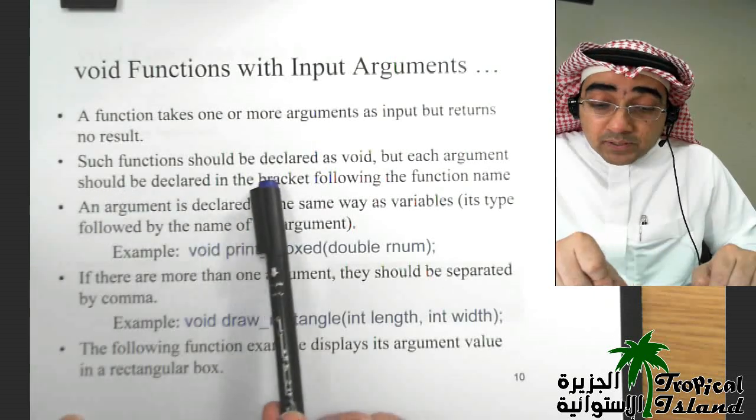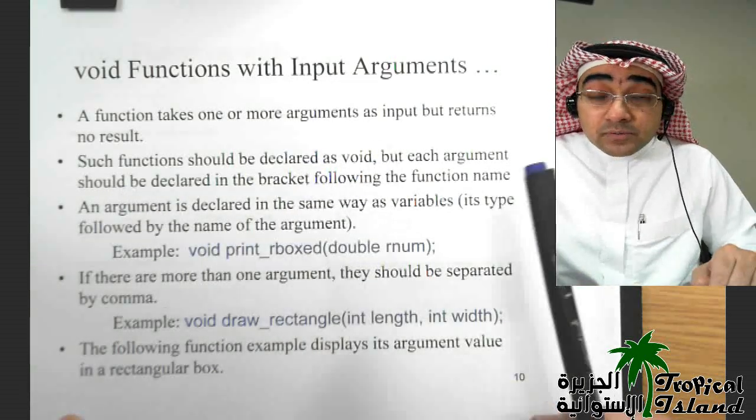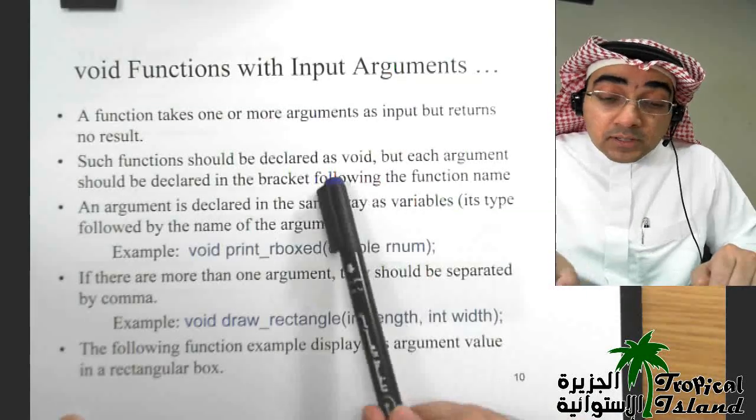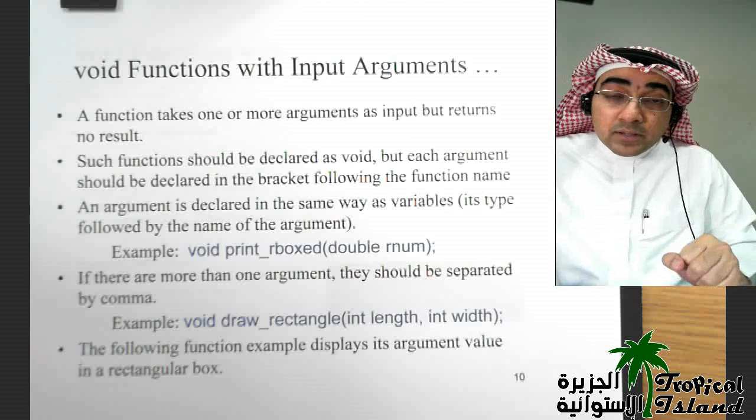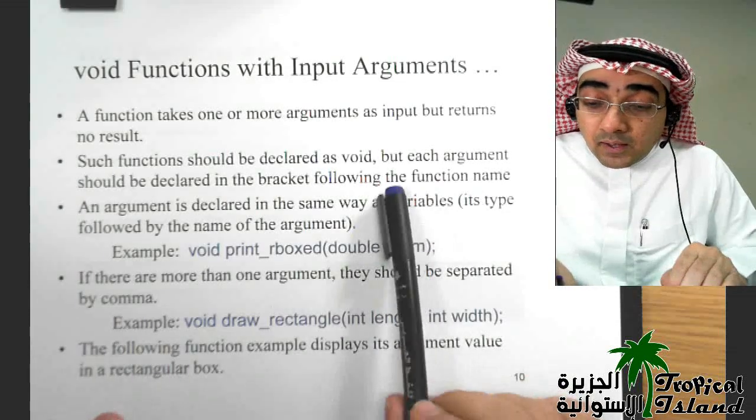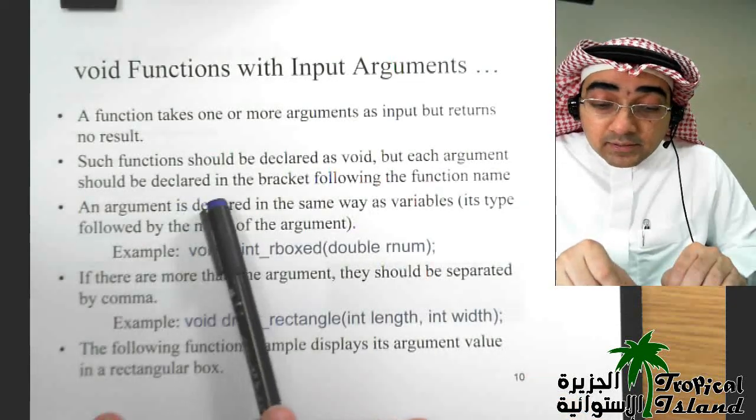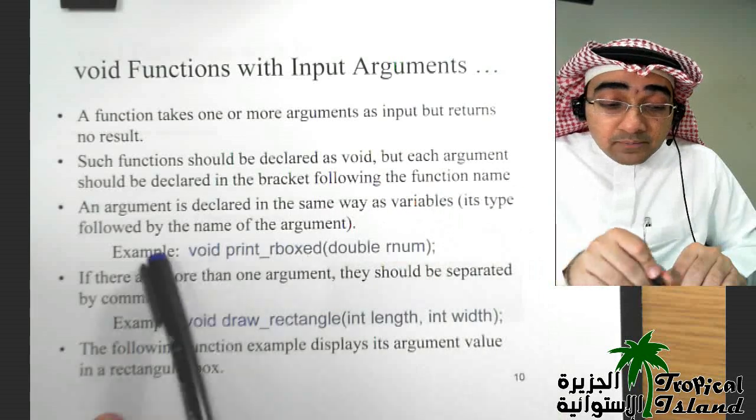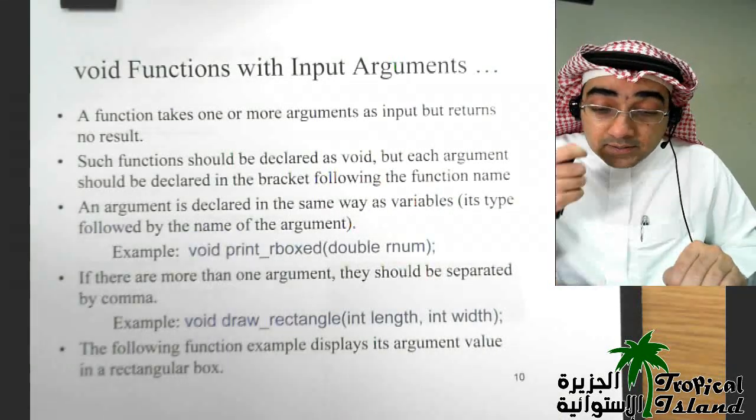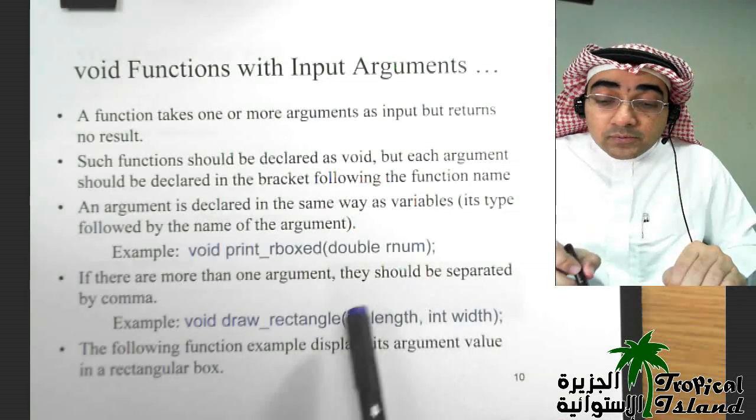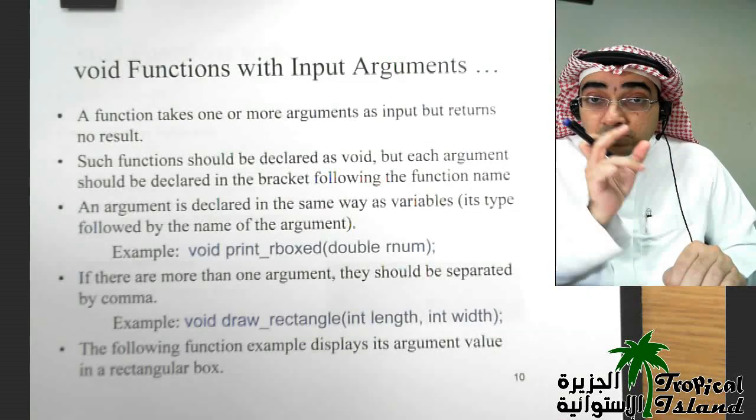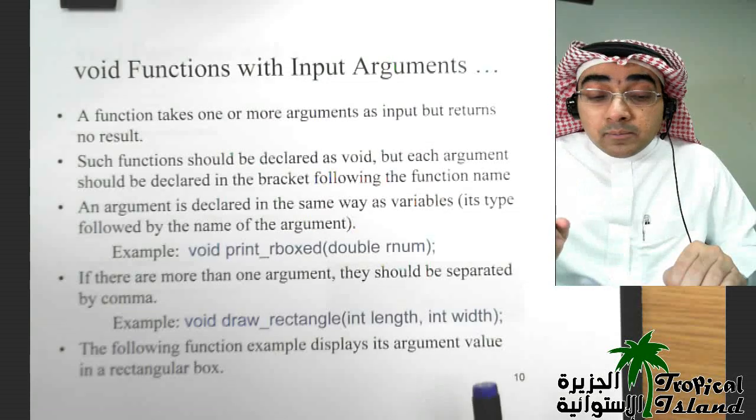Such functions should be declared as void functions because they don't return anything. When you don't have any return value, declare the function as a void type. So in the prototype you'll have void, the function name, and then the arguments between brackets. Each argument should be declared in brackets following the function name. An argument is declared in the same way as a variable: you have the variable type, then the variable name.